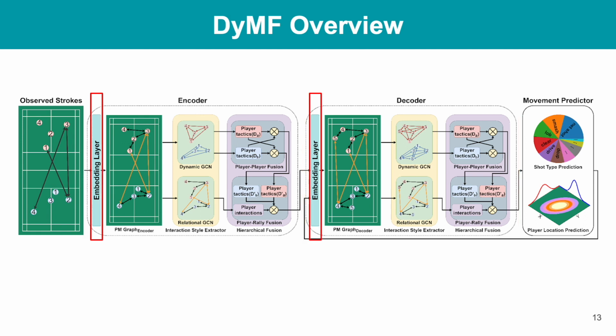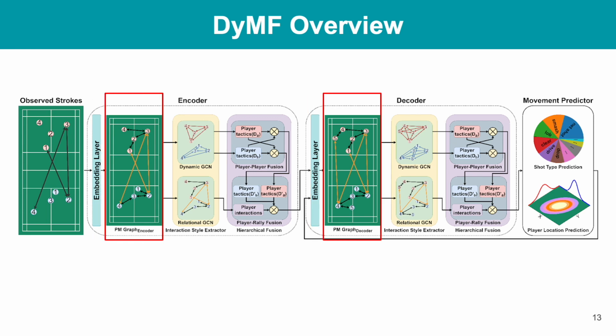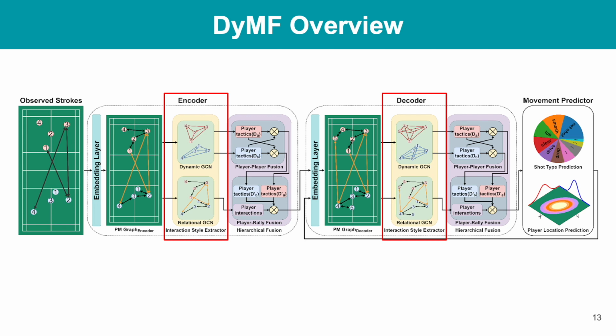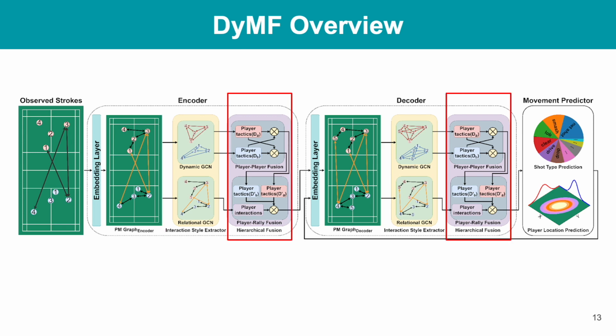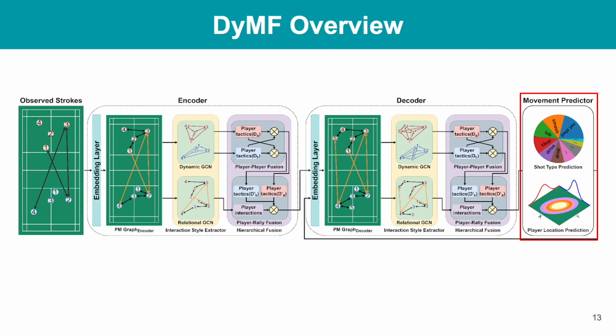Specifically, both the encoder and decoder include four modules: an embedding layer, our proposed PN graph, an interaction style extractor, and a hierarchical fusion. Then, the fused outputs of the decoder are used in the movement predictor to predict the locations of both players and the shot types they performed. Next, I will describe these modules in detail.